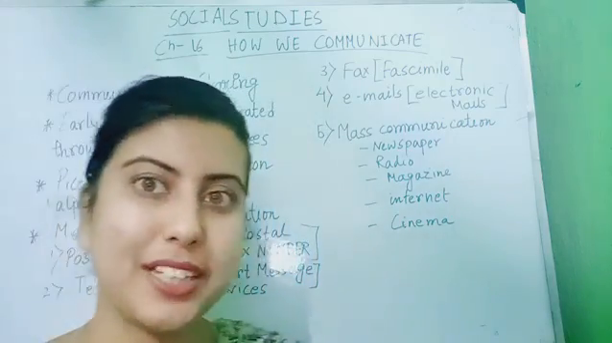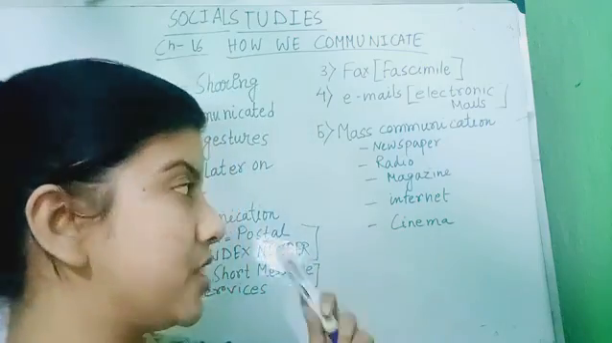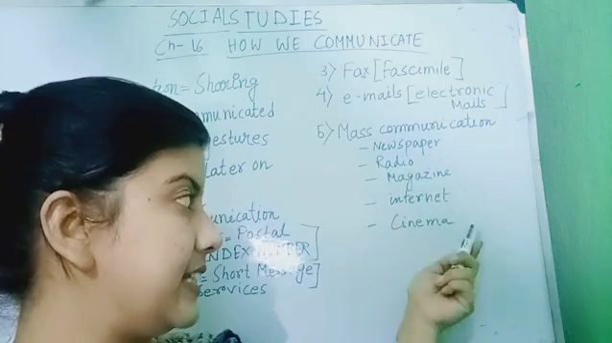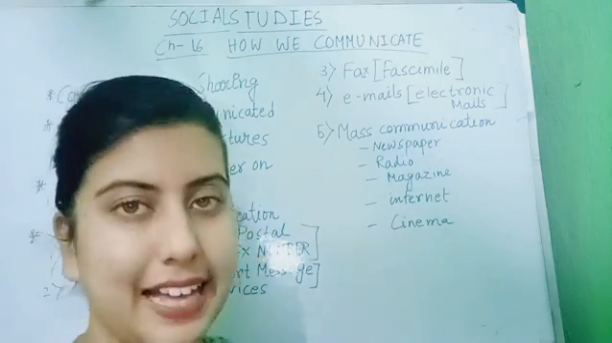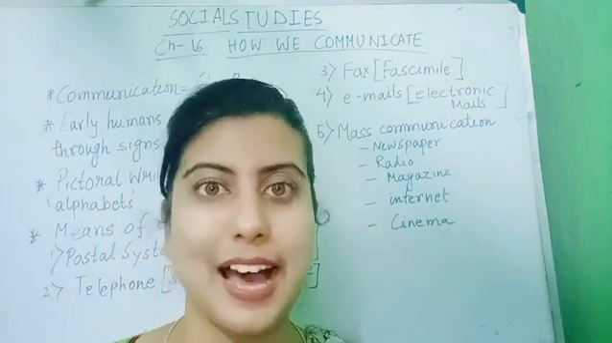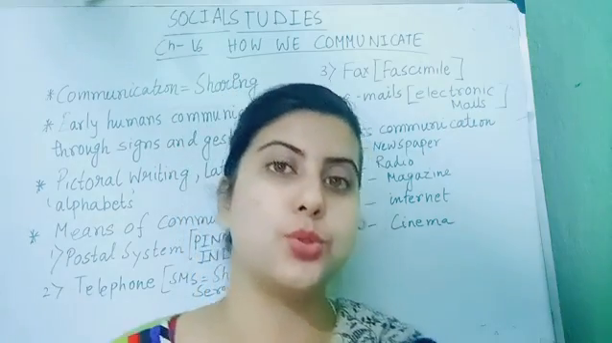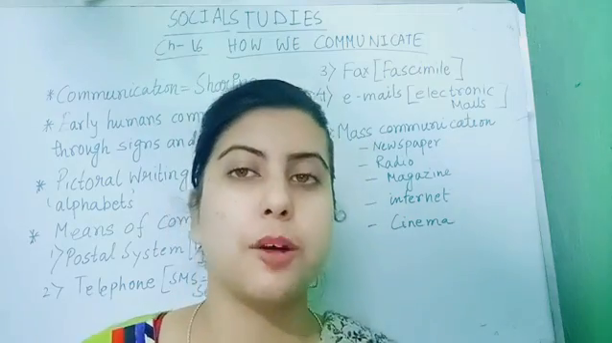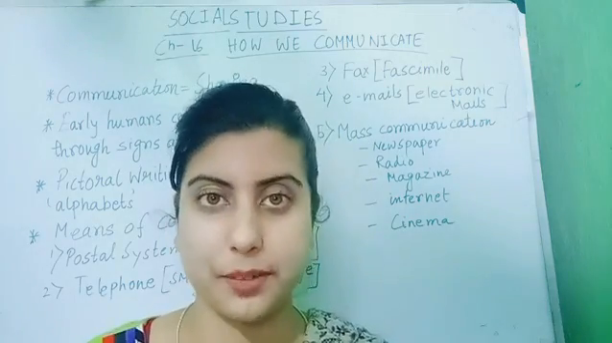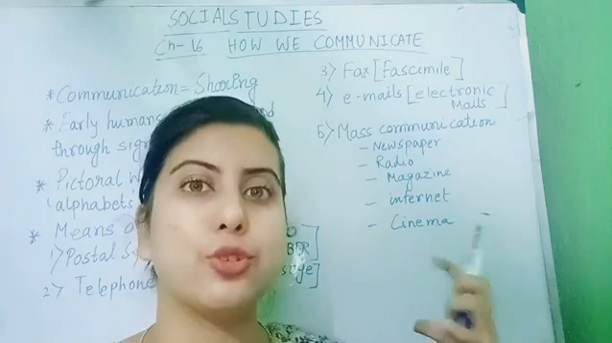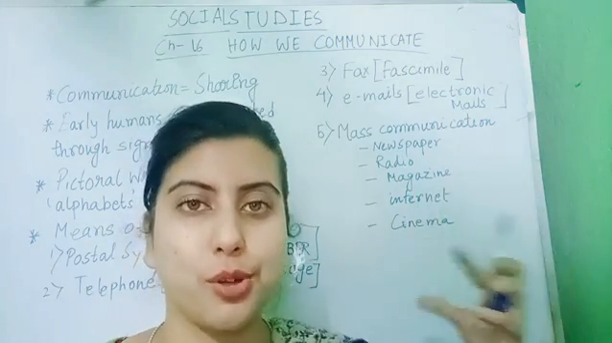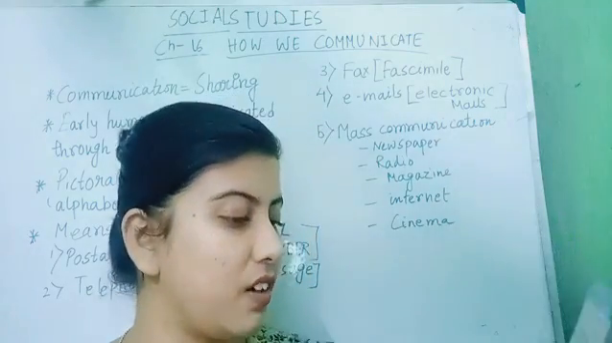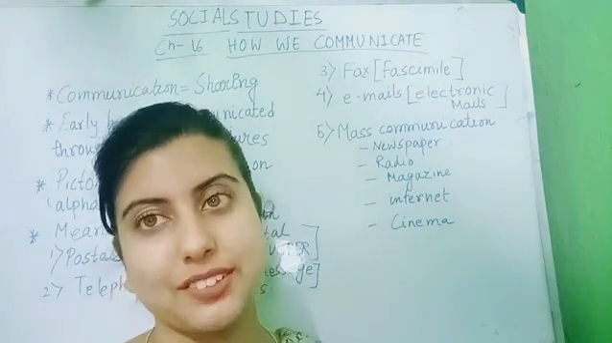Now, mass communication includes newspaper, radio, magazine, internet, cinema, etc. There are other modes as well. All they do is that they can communicate with a large number of people at the same time. So the news can reach a larger number of people within a few minutes. So this is called mass communication.